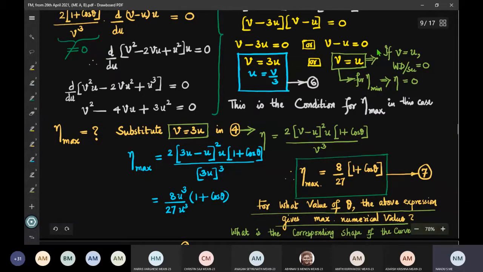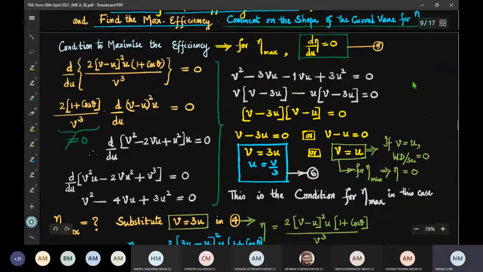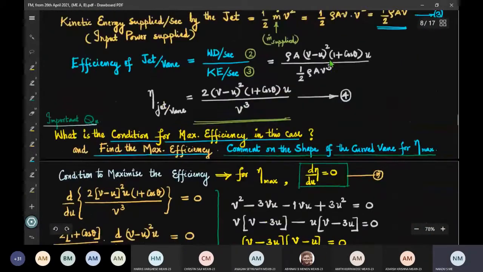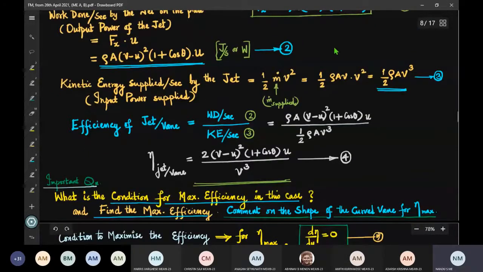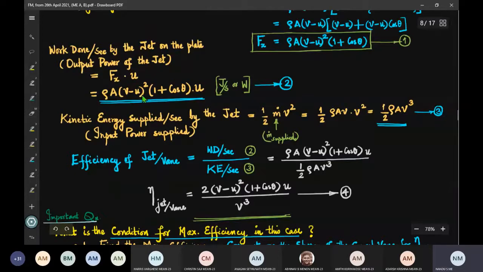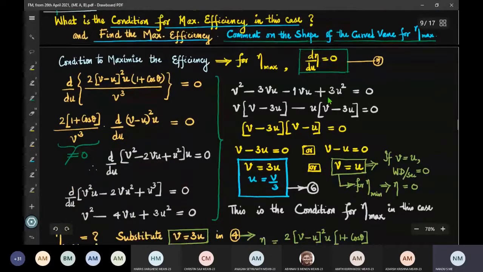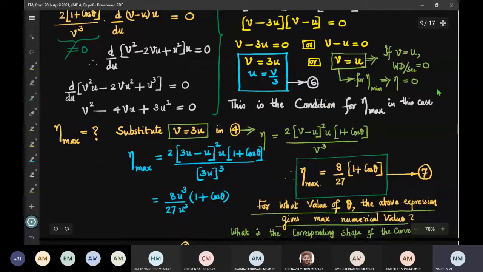That cannot be the condition for maximum efficiency, because when v minus u is equal to 0, it means v is equal to u. If v is equal to u, the work done per second will become 0, because in the expression for work done you have (v minus u) whole square. Even the force exerted will become 0. The work done will become 0. Efficiency will become 0. So therefore, v is equal to u cannot be the condition for maximum efficiency. In fact, that will reduce the efficiency to 0.